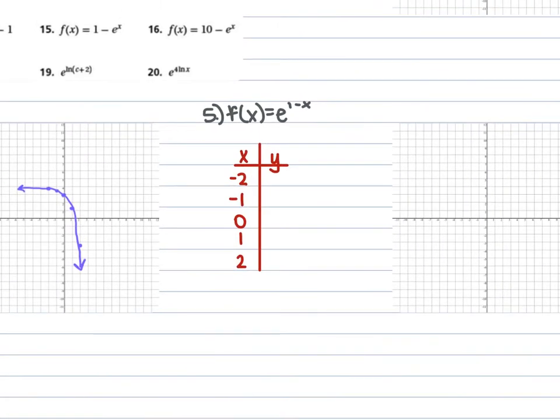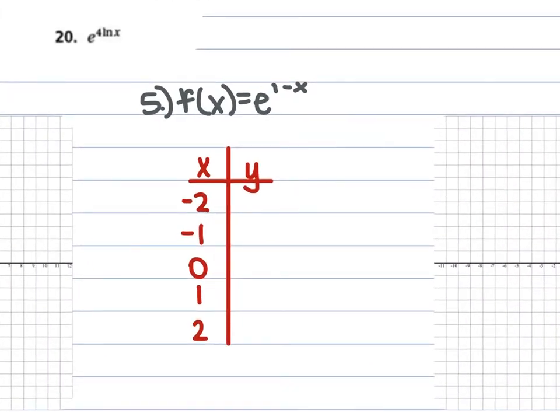For example 5, we have f of x is equal to e to the power of 1 minus x. So for the first one, we plug in that -2. 1 minus -2 is 3, so e to the third power is 20.1. So that's going to go way off our graph. We're not going to use that point.